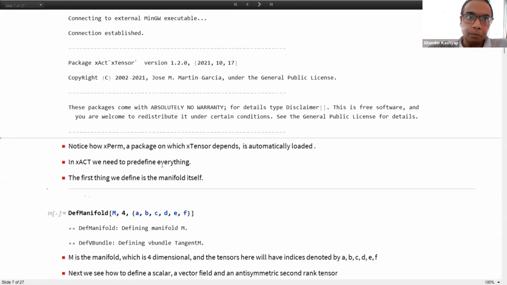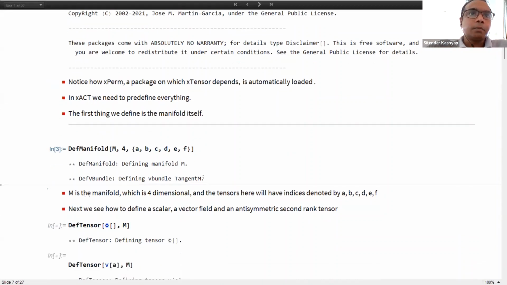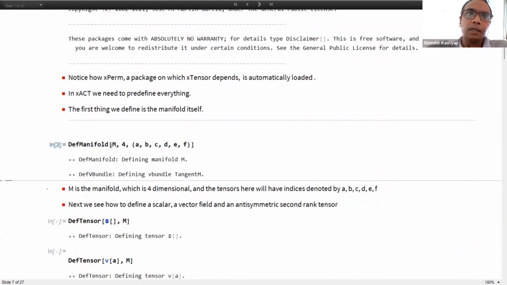In xAct, we need to predefine everything. Every symbol has to have a meaning, and that meaning is given by the user. So the first thing that we define is the manifold itself. Here is how we define a manifold. DefManifold, and as in Mathematica, all the inputs are in square brackets. M is the name of the manifold, 4 is the dimension of the manifold, and these are for labeling the indices of the various tensors that we shall define.